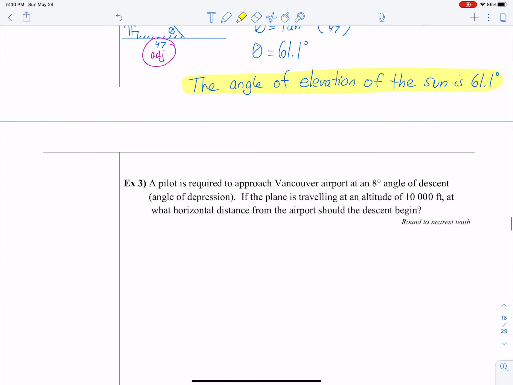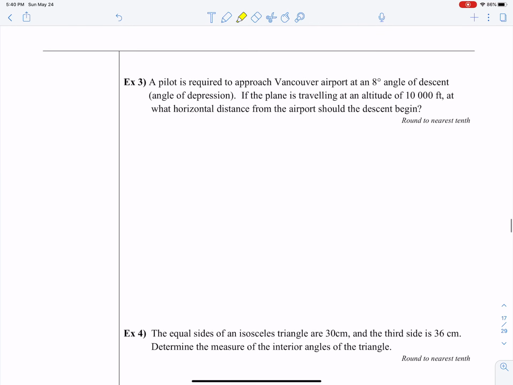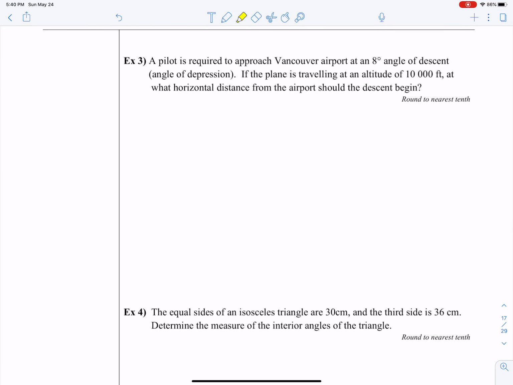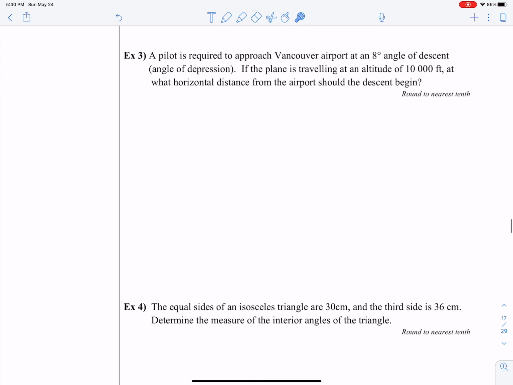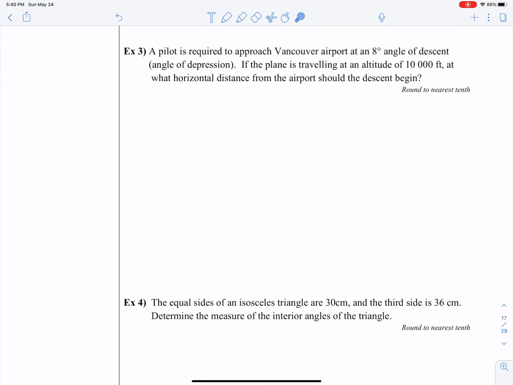Okay, next question. A pilot is required to approach Vancouver Airport at an 8-degree angle of descent. That's another word for angle of depression. So now we're getting the second type that I was talking about from the beginning. If the plane is traveling at an altitude of 10,000 feet, at what horizontal distance from the airport should the descent begin?